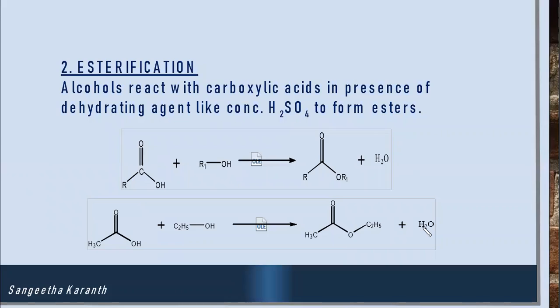Next is esterification. Esterification is one of the simplest types of reaction. So we know that esters are formed by the reaction of carboxylic acids and alcohols in the presence of a strong acid as a catalyst. So here we can see the carboxylic acid and alcohol. The presence of a catalyst like concentrated sulfuric acid will give respective esters. So here we take acetic acid and ethanol, in the presence of concentrated H2SO4 as a catalyst, we get the respective ester, that is ethyl acetate.